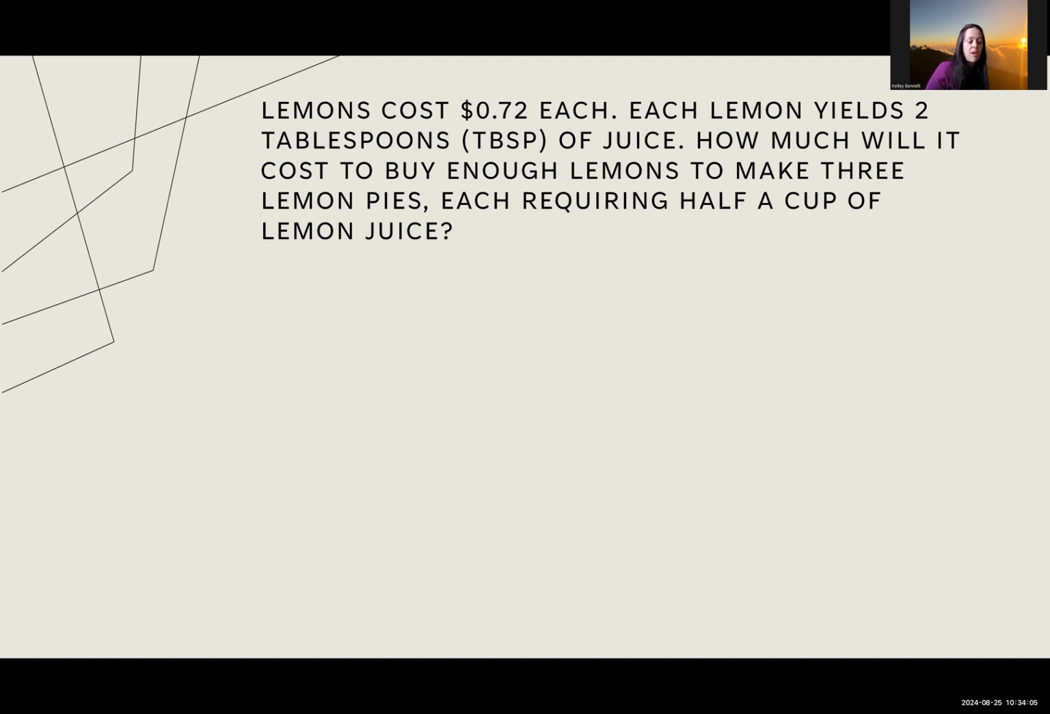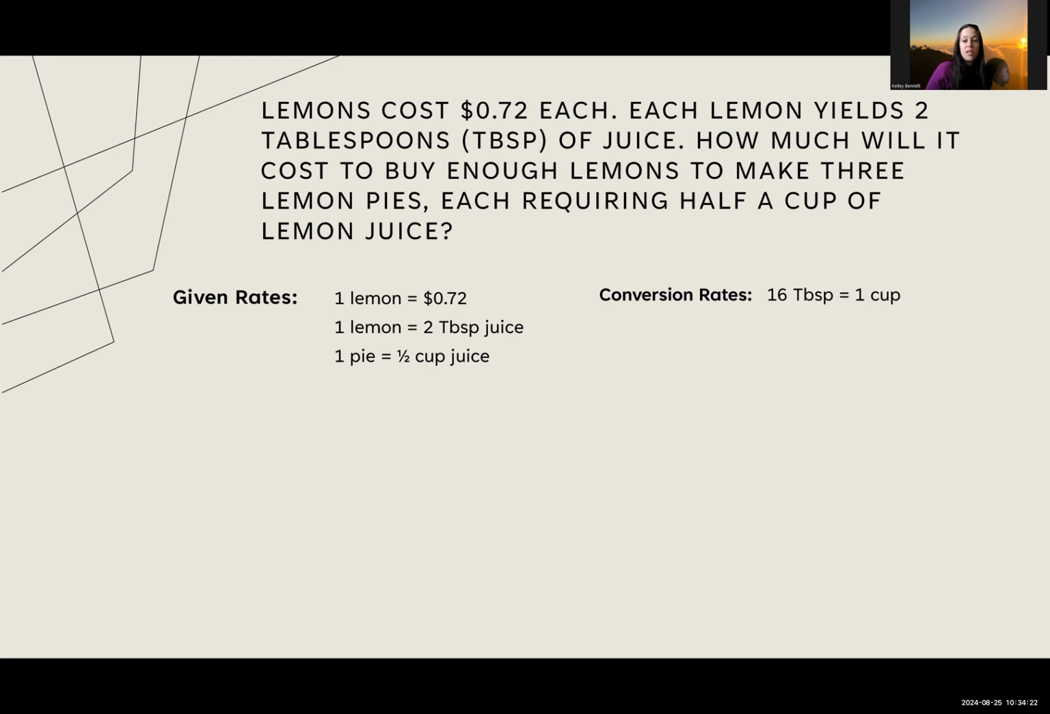So let's begin by writing down the rates given in the problem. 1 lemon equals 72 cents. 1 lemon is also equal to 2 tablespoons of juice, and 1 pie is equal to 1/2 cup of juice. We also need a conversion rate between tablespoons and cups, so that is 16 tablespoons equals 1 cup. Let's begin in the usual way where we just do quantity times rate.